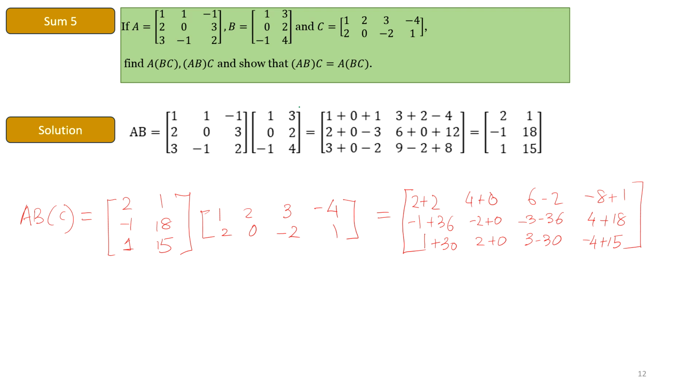Multiplying the product of matrix A and B with C, we get a 3 by 4 matrix whose elements are computed in the slide.